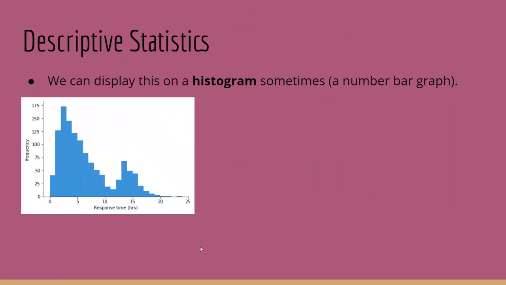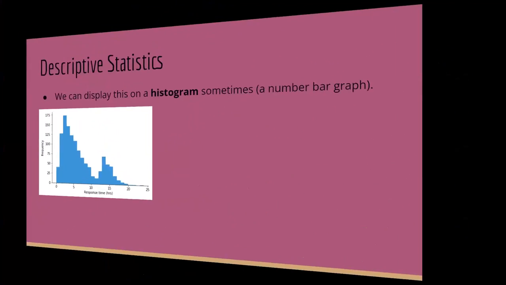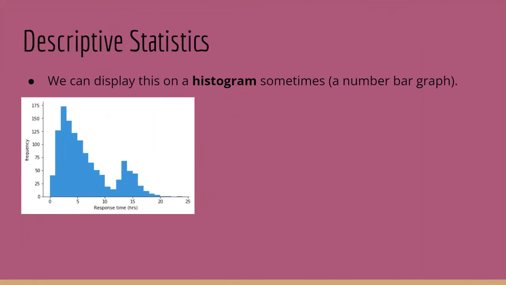Let's start out with descriptive statistics. Well, we can display this on a histogram. Maybe you know what that is. It is simply just a bar graph, but a bar graph with numbers. So here's what it looks like. Whoa. Oh, and I just got this bar graph randomly. I didn't even look at what it was about, but that looks like something related to Vunt, right? Response time. Well, actually, hours, probably not then. Whatever. Okay.